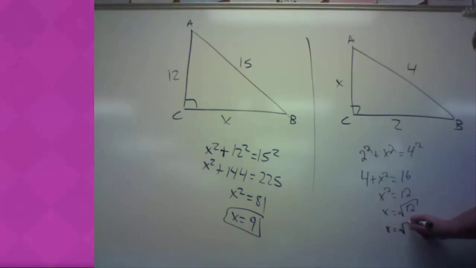So I'm trying to pull out a perfect square. 12 is 4 times 3, and 4 is a perfect square. X equals the square root of 4 times the square root of 3. And the square root of 4 is 2, so my answer here would be 2 square root of 3.